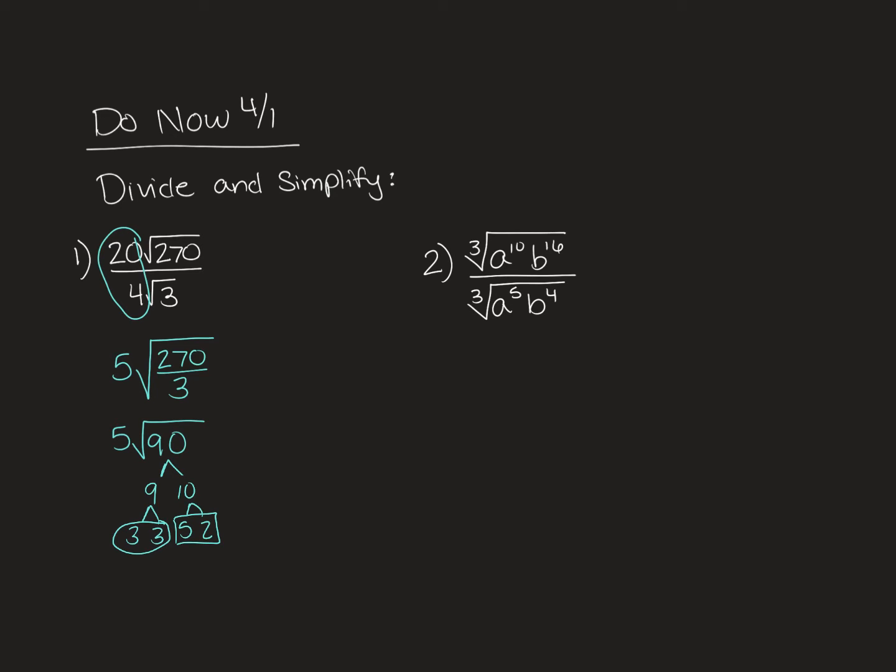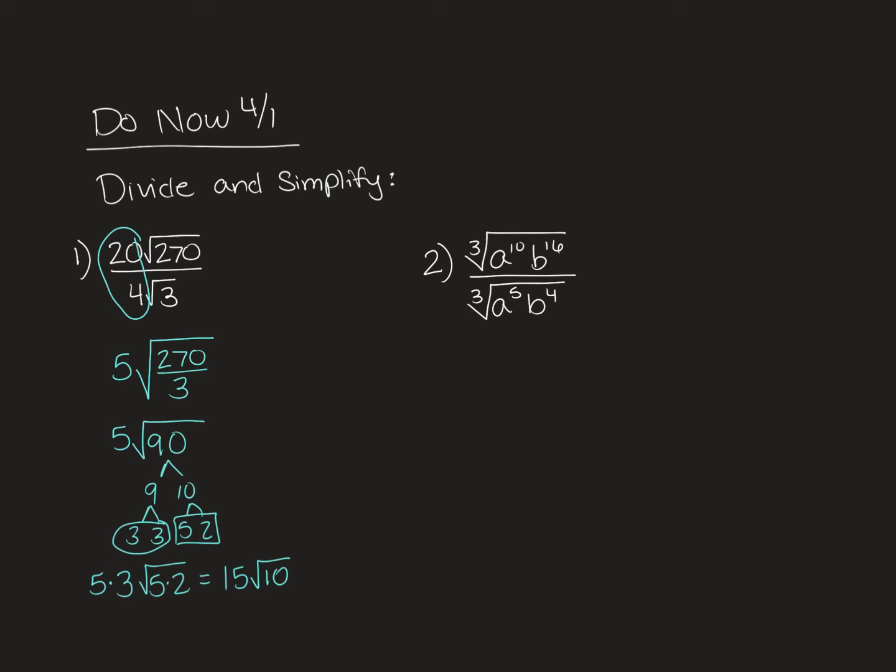So on the outside we will have 5 times 3 square root of 5 times 2. So 5 times 3 is 15, 5 times 2 is 10. That simplifies to 15 square root of 10.